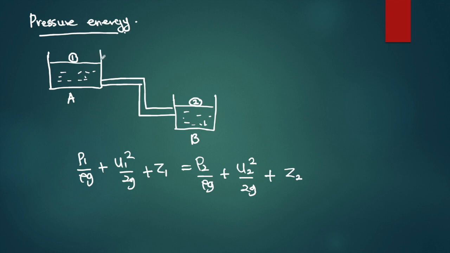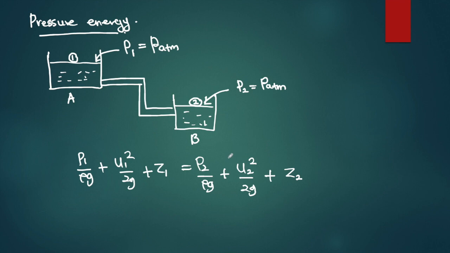When it is open to atmosphere, therefore the pressure at 1 is equivalent to P atmospheric. Okay, open to atmosphere, then the pressure that acts on this surface area, on this surface 1, will be pressure atm. It is the same as the pressure at point 2, where we also have open to atmosphere. Therefore, P2 is P atm. Okay, so P1 and P2 is P atm.